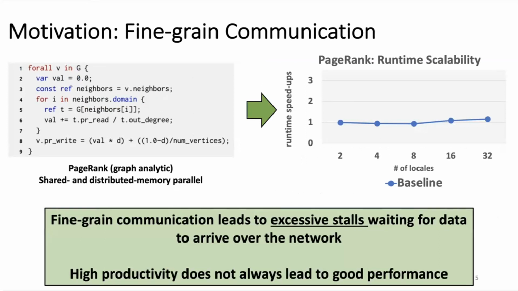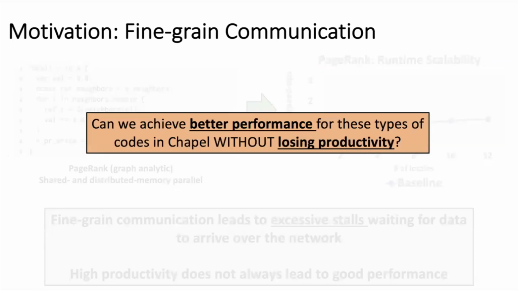So the moral of the story is just because you have this high productivity code, it doesn't necessarily mean you're going to get the performance you would expect out of it. So what I want to talk about here is how we can achieve better performance for these codes with these access patterns without having to sacrifice or lose the productivity that CHIUW provides. And one way we can do that is by optimizing the code, but doing so automatically so that the user isn't actually responsible for modifying their code to do the optimization.